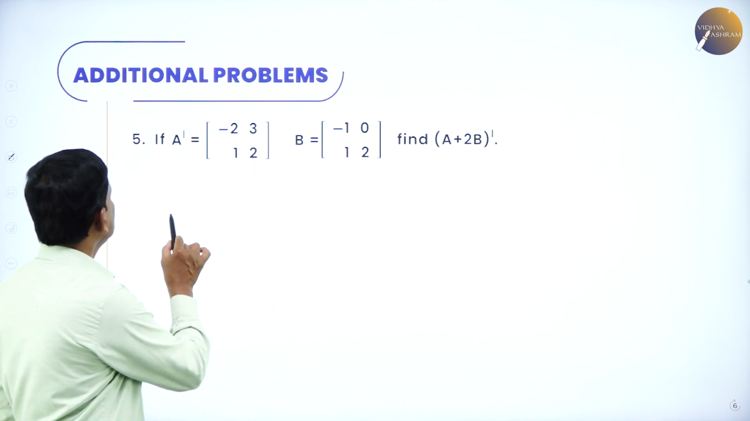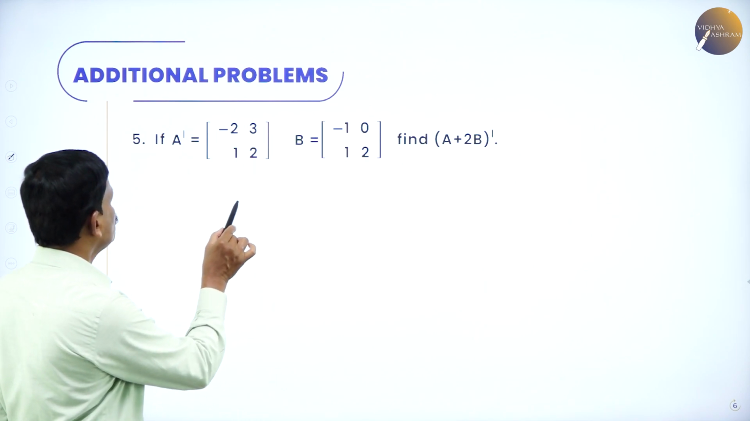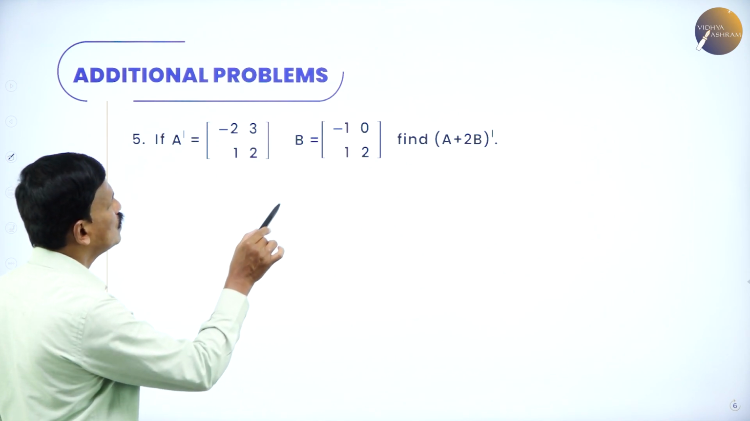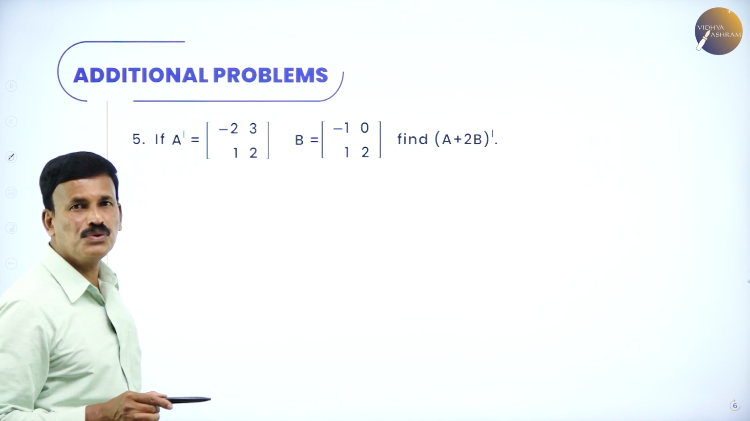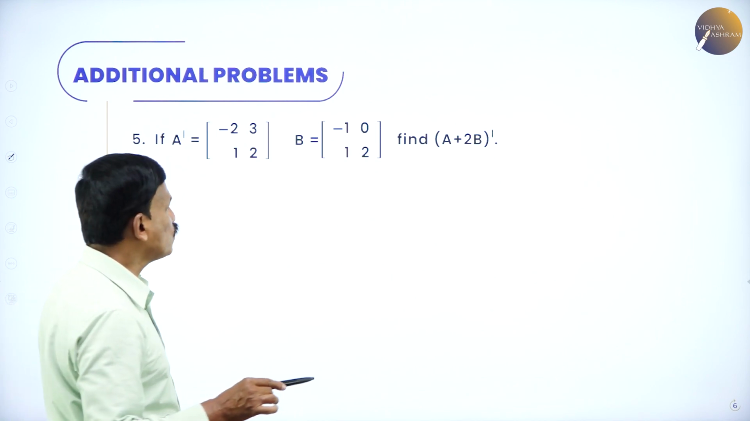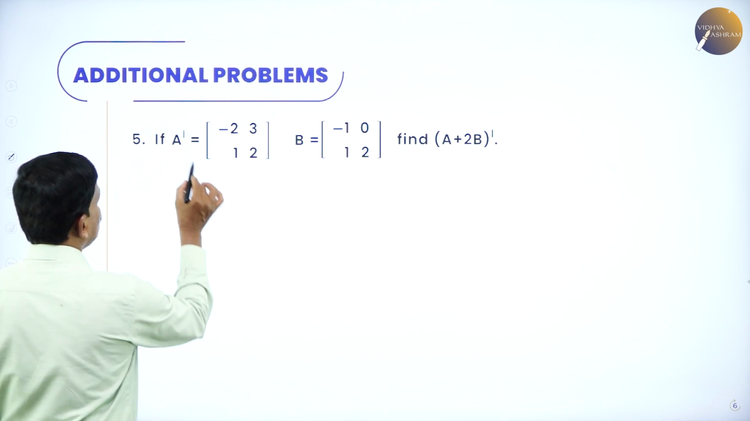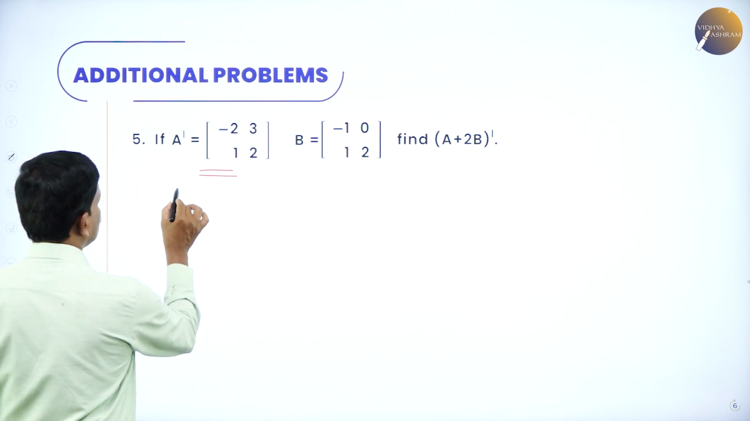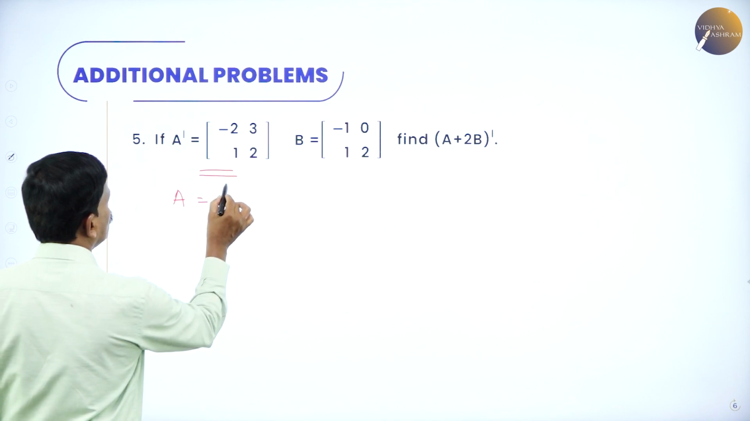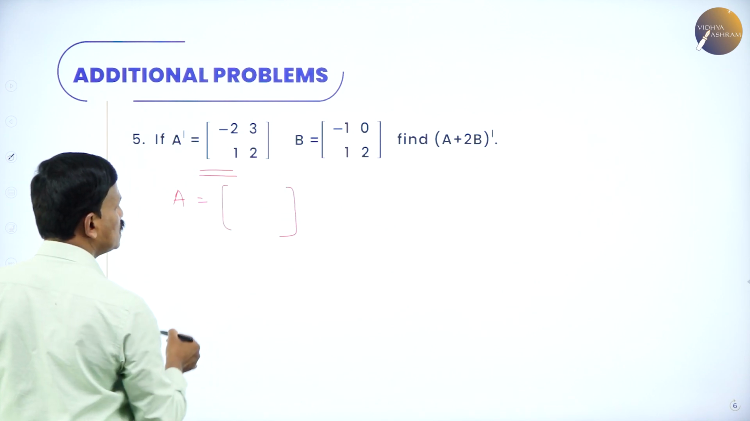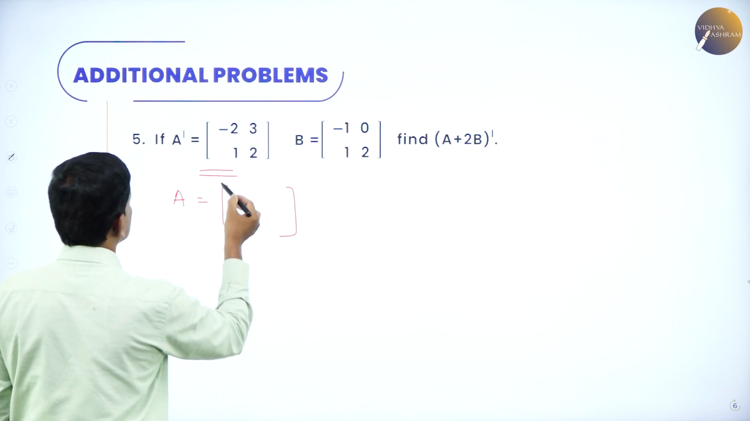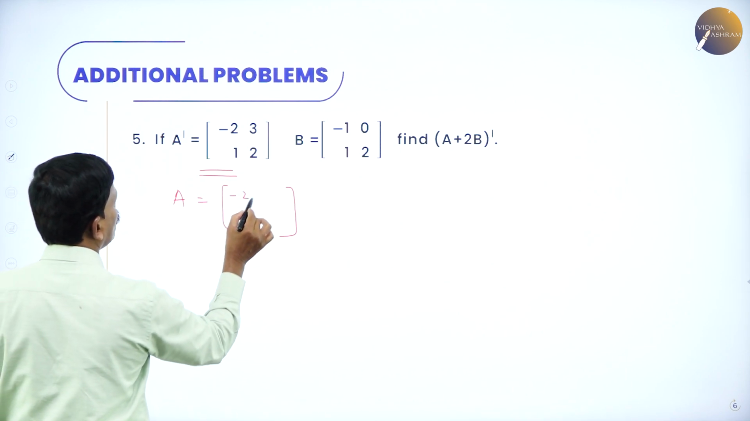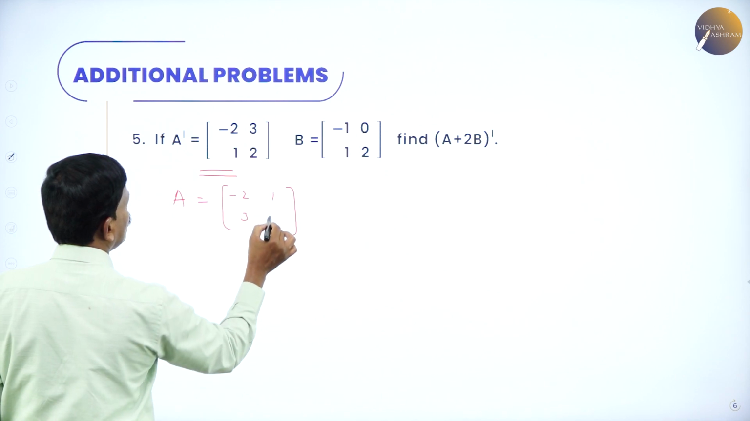What is the problem? If A dash is equal to minus 2, 3, 1, 2 and B is equal to minus 1, 0, 1, 2. Find A plus 2B whole dash, the transpose. See, check here. What is given? A dash is given, not A. A dash is given. Now, if A dash is given, therefore A is equal to the transpose of this matrix. So, A dash is this. Therefore, A is equal to minus 2, 3, 1 and 2.